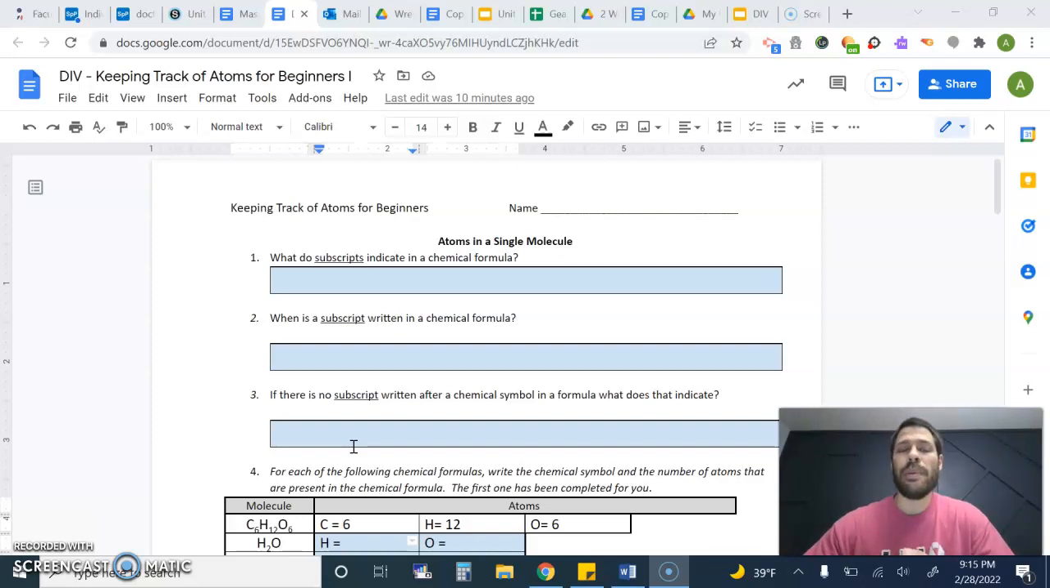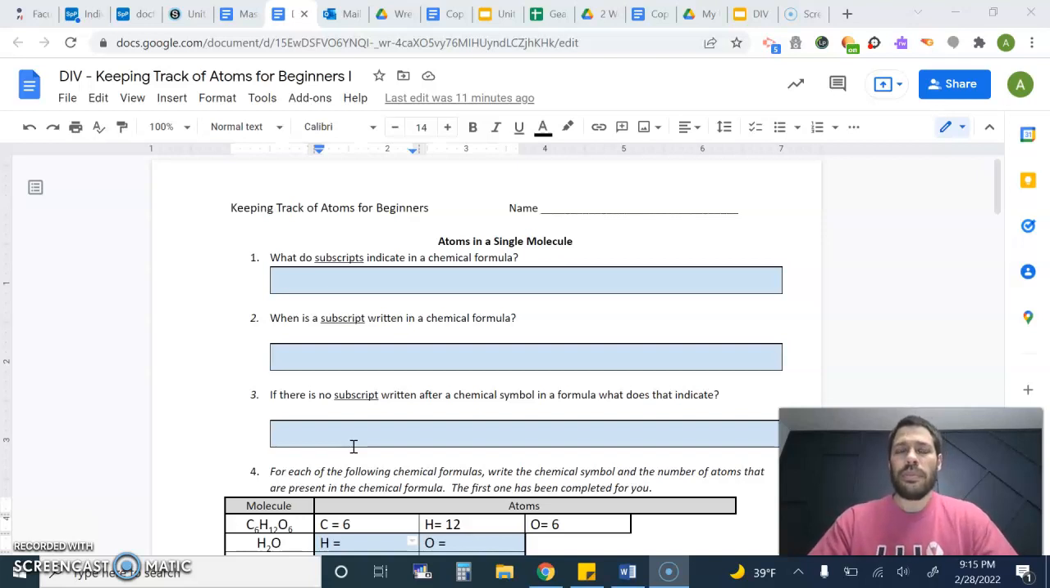Some of these examples start off with very simplistic variations of just counting the atoms and how many you have for each element, while others start to include the parentheses as well as the coefficients involved. And we'll walk through to show you what each one means. Okay, so take a look at keeping track of atoms for beginners part 1.